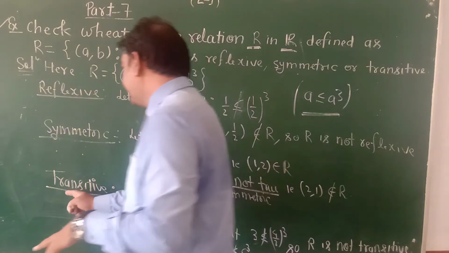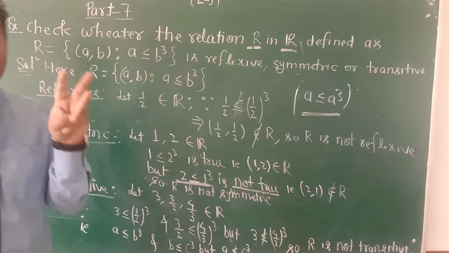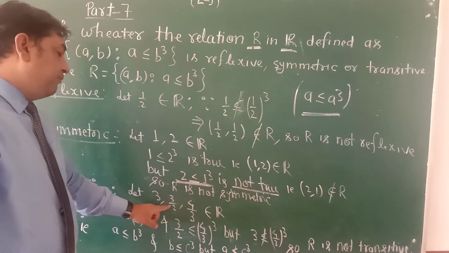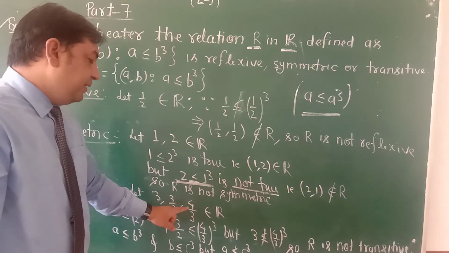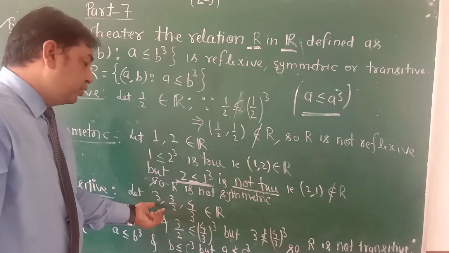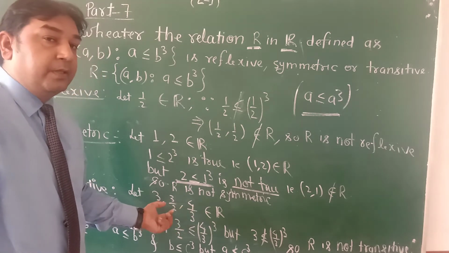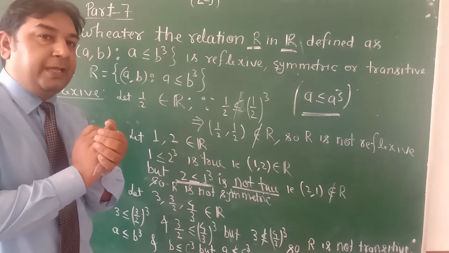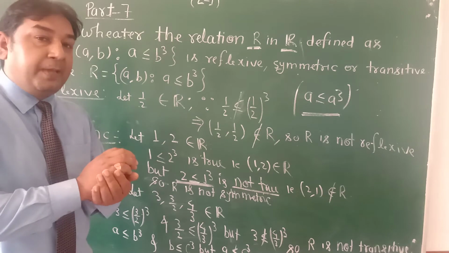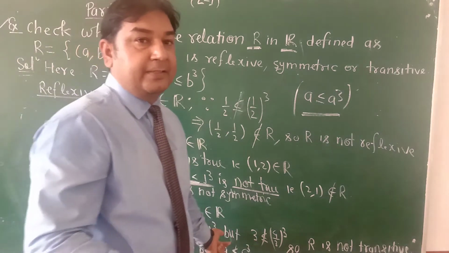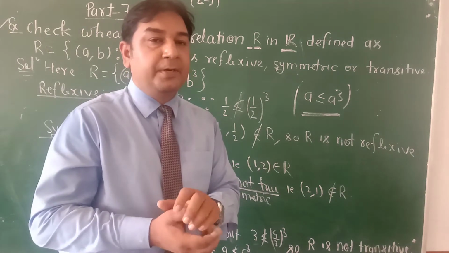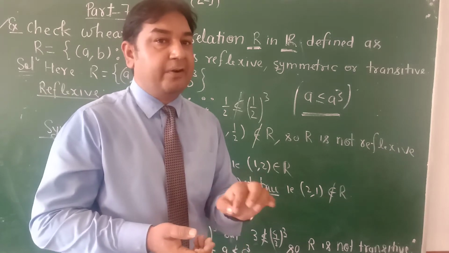Now, for the transitive relation, we have to take 3 elements. I take 3 in place of a, 3 by 2 in place of b, and 4 by 3 in place of c. There is no particular rule to take these numbers. You just have to check one by one which are satisfied and which are not. Maybe there are many numbers which satisfy this, but we have to check those numbers which are not satisfied.